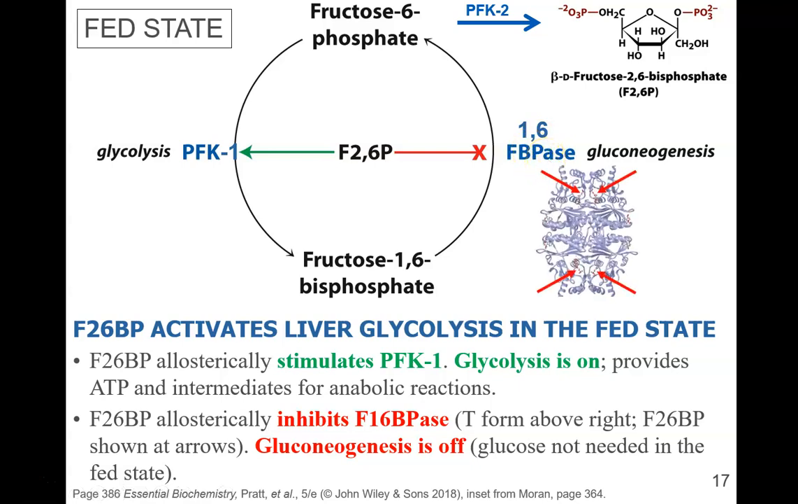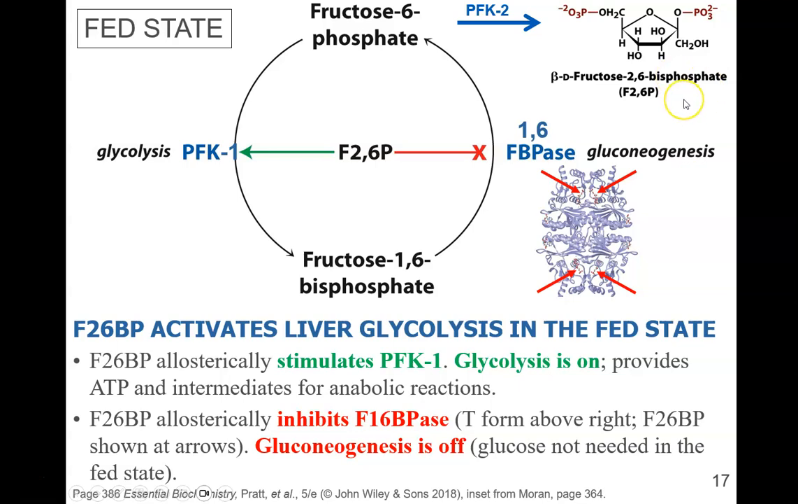I actually have a picture of this. This right here is the fructose 1,6-bisphosphatase. And here, where those little arrows are, there are 4, this is a tetramer, there are 4 molecules of fructose 2,6-bisphosphate that are binding, not to the active site, but somewhere other than the active site. The active site is actually here. And this is the T form. So that's where we have all these red arrows. So this is the T form.